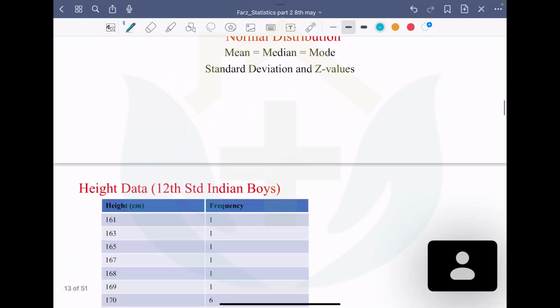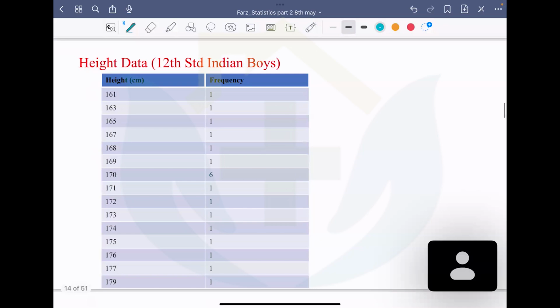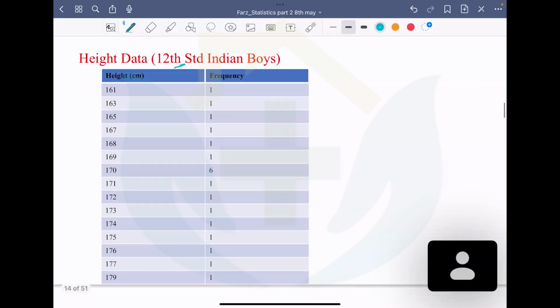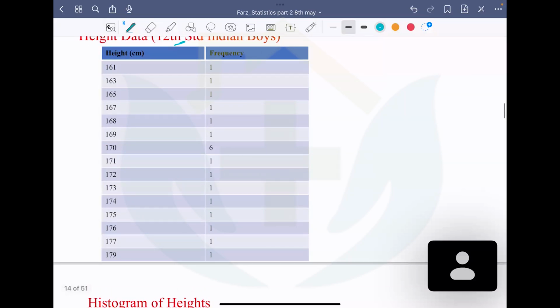For example, I am entering a 12th grade class, and I want to collect data regarding the height of the students there. Now I have collected the data and arranged it in a table. At 161 centimeters, there is one student. 163, there is one. 165, there is one. As I arrange in ascending order, I can see that at height 170, the maximum number of students have that height.